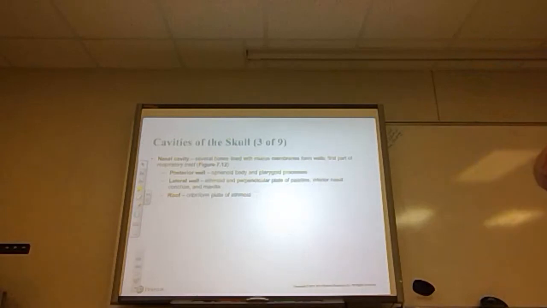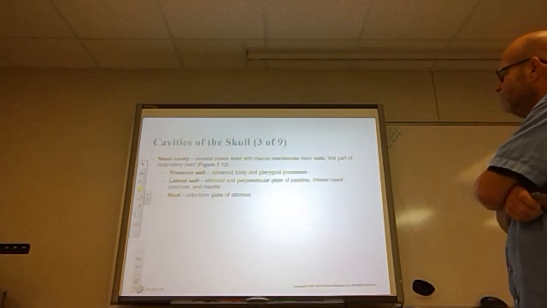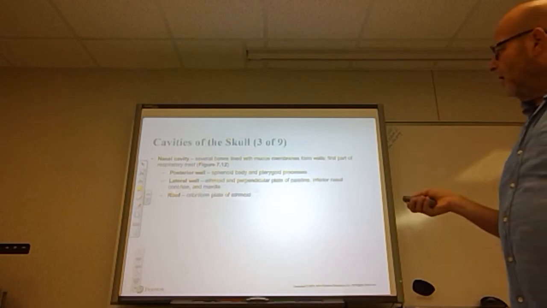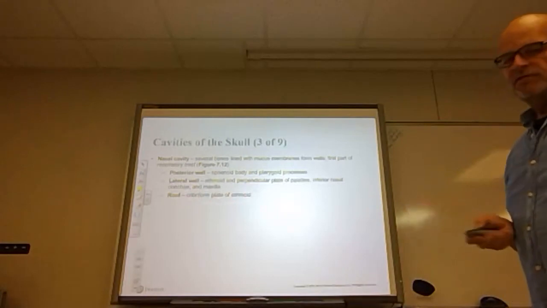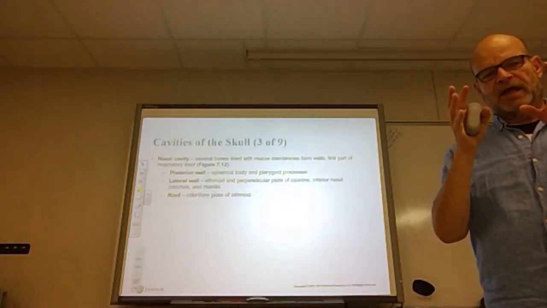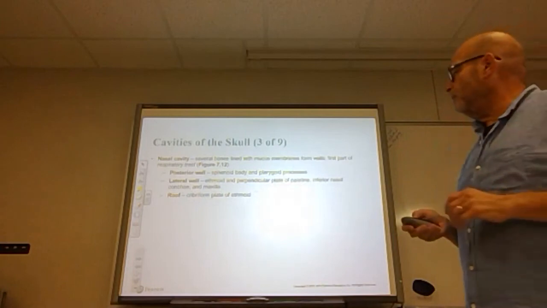The nasal cavity has several bones, which are all lined with mucous membrane to form the walls of that cavity. It is the first part of the respiratory tract. The posterior wall of the nasal cavity is made up of the sphenoid body and the pterygoid processes. The lateral wall is made up of the sphenoid bone, ethmoid, inferior nasal concha and maxilla. So the lateral wall is made up of the ethmoid and perpendicular plates of the palatal bone. The cribriform plate of the ethmoid bone forms the roof of the nasal cavity. The cribriform plate is a structure in the ethmoid bone that is full of holes. It is designed to have things pass through it like arteries, veins, nerves, lymph vessels, all sorts of other things.